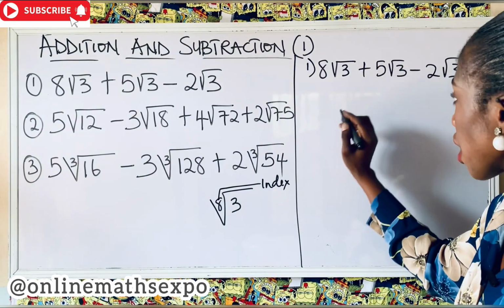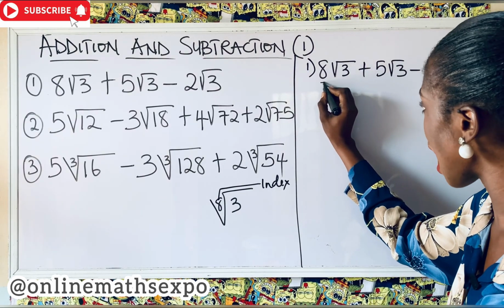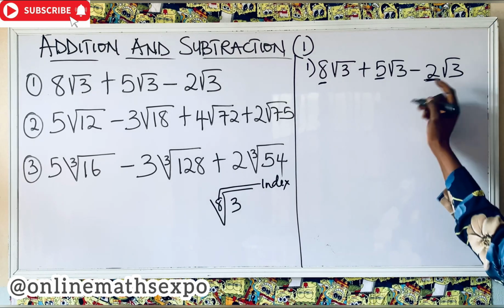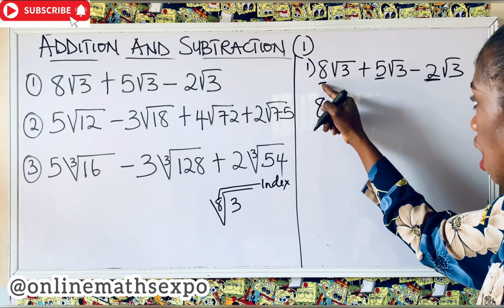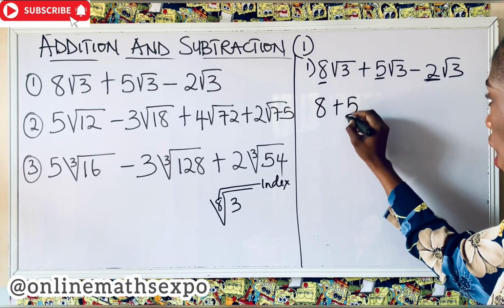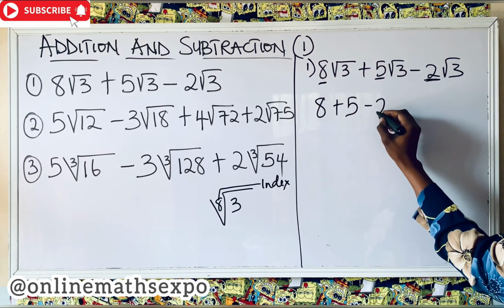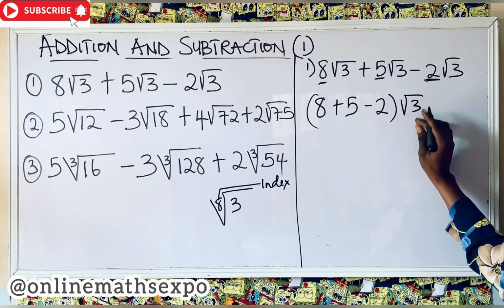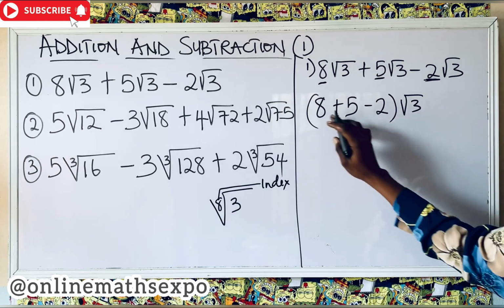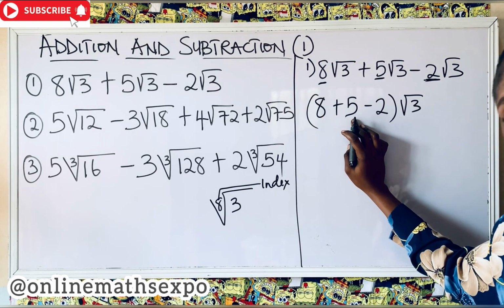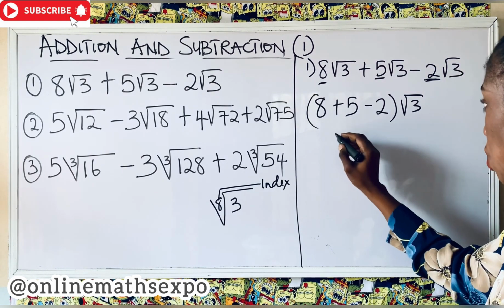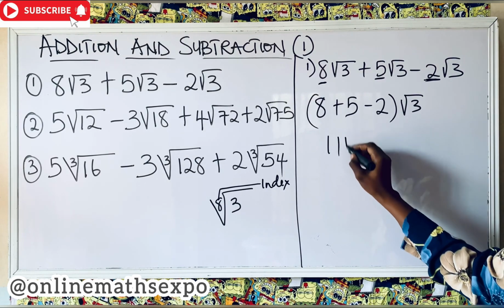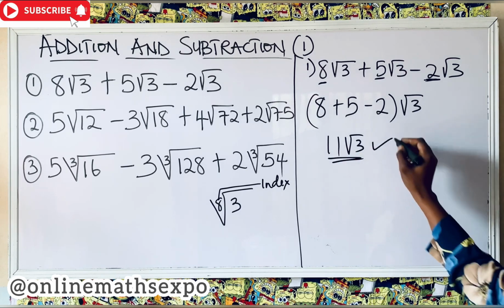So what you are going to carry out now is you are going to add or subtract their coefficients. Okay, so this is going to give us 8 plus 5 minus 2, all of them, then you have cube root 3. So when you add this, it will give you 13, and 13 minus this will give you 11. So this is going to give us 11 root 3 as an answer.